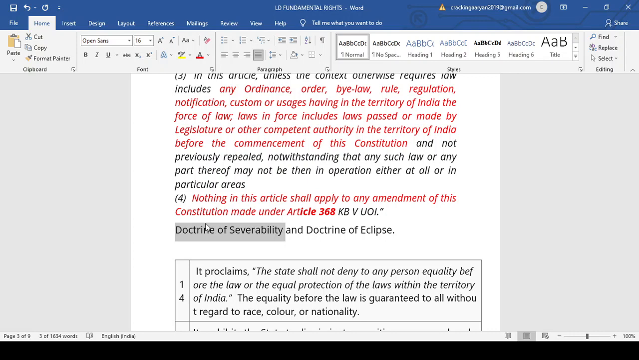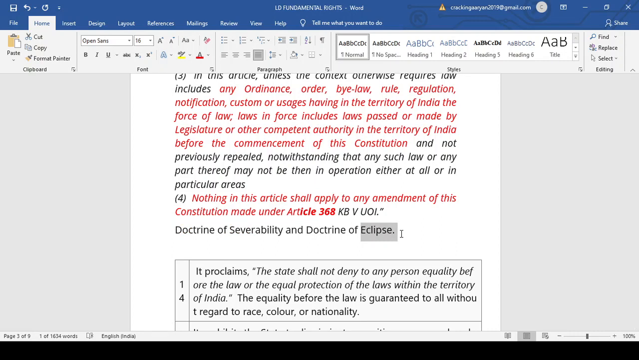Only that provision of the law is declared void which violates the Indian Constitution. Now we come to the Doctrine of Eclipse. I hope you know what an eclipse is. So take the example of the eclipse that you know.